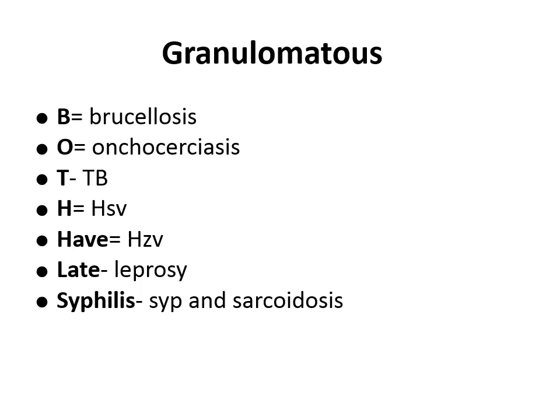Now what are the conditions where you get granulomatous uveitis? Remember, it is very important to know these causes because they are generally asked in MCQs. So I've got a mnemonic for you for the causes of granulomatous uveitis: BOTH HAV late syphilis. B stands for brucellosis, O is for onchocerciasis, T is for tuberculosis, H is for herpes simplex, HAV is herpes zoster virus, late L is leprosy, and syphilis S is syphilis plus sarcoidosis.